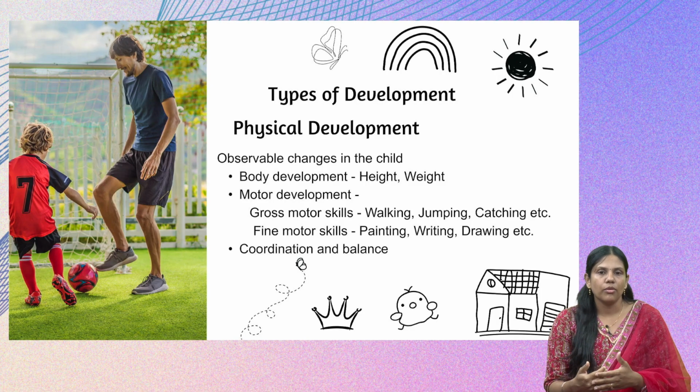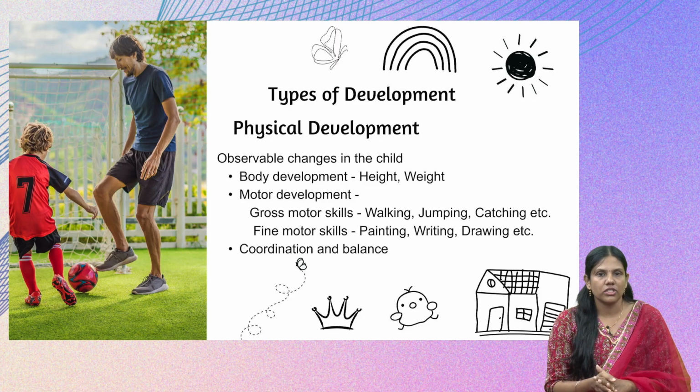Then we have motor development, which has two aspects: gross motor skills and fine motor skills. In gross motor skills, we have walking, jumping, and catching. In fine motor skills, we have painting, writing, and drawing. These are very fine and very specific. And next we have coordination and balance. So these are the aspects of physical development. It links more to the observable aspects of the child's development.